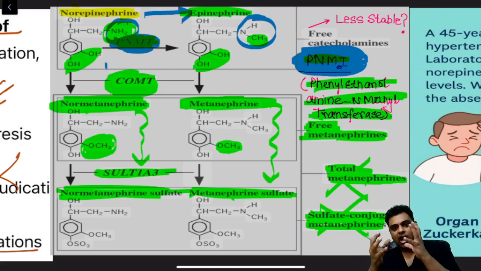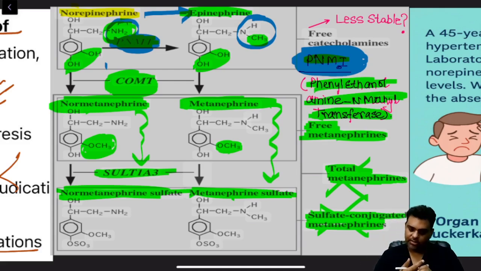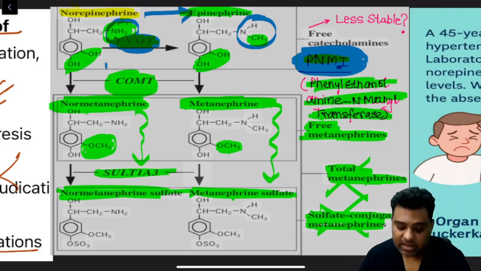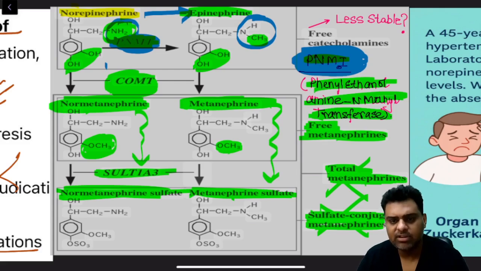First, the organ of Zuckerkandl or extra-adrenal pheochromocytomas do not have the enzyme PNMT. And since they don't have PNMT, they don't form epinephrine or its degraded product metanephrine. Therefore, in their laboratory findings, we will find just increased normetanephrine. This is the take-home message that you have to understand, because a lot of questions have been asked on this and can be asked afterwards.